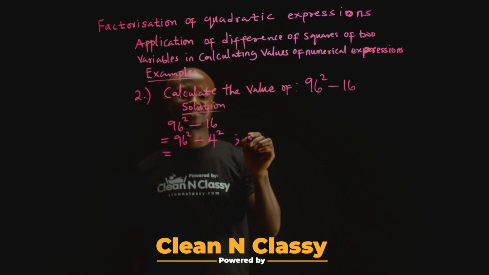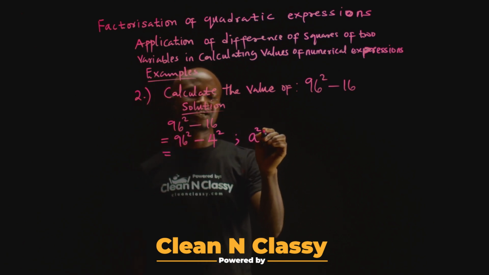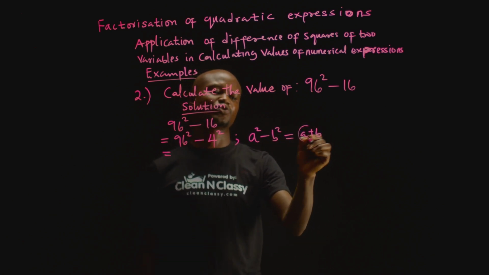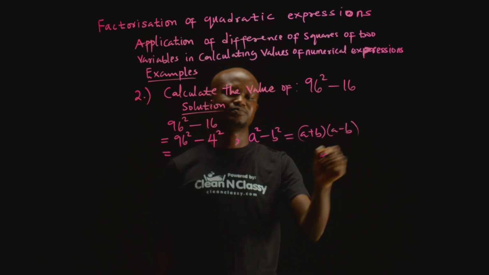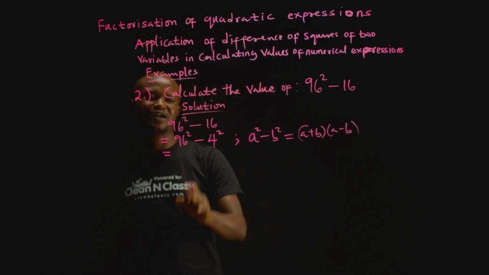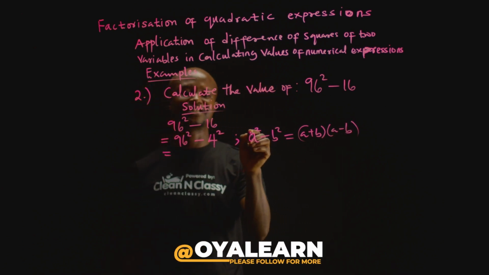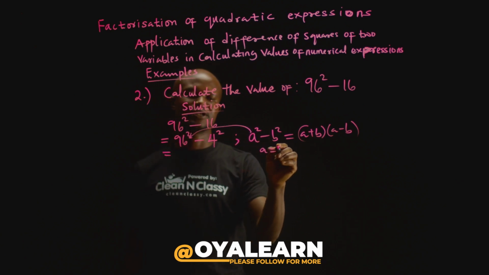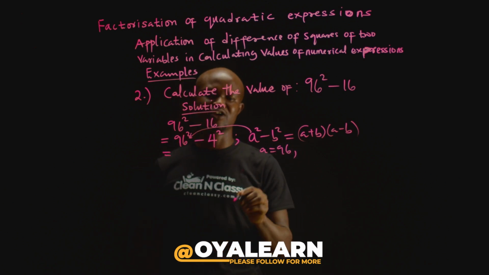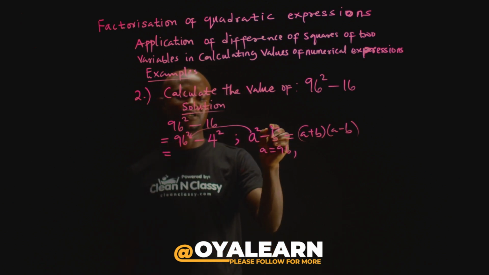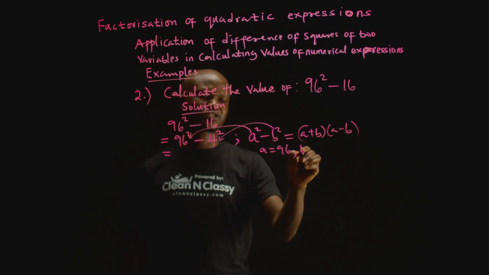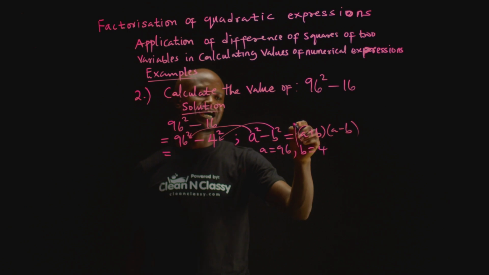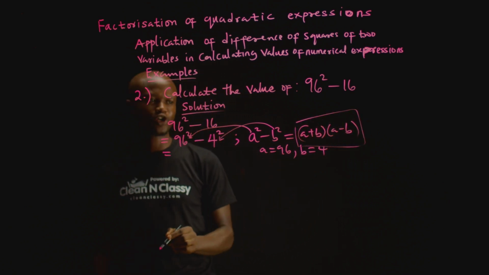We should recall that from the algebraic identity, a squared minus b squared is what? (a plus b) into what? (a minus b). Now I want to find the value of this. If you compare this, it means that what? a equals 96. And what's the value of b? And b equals what? 4.